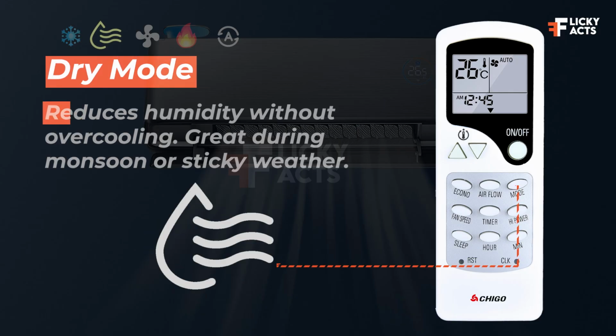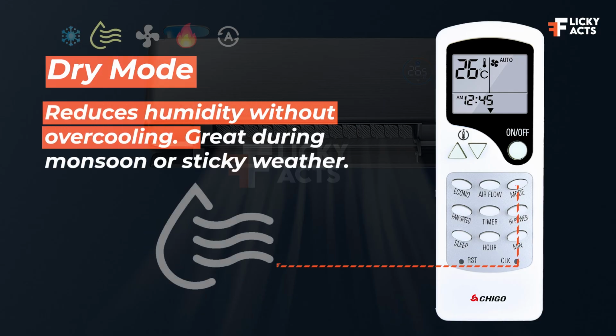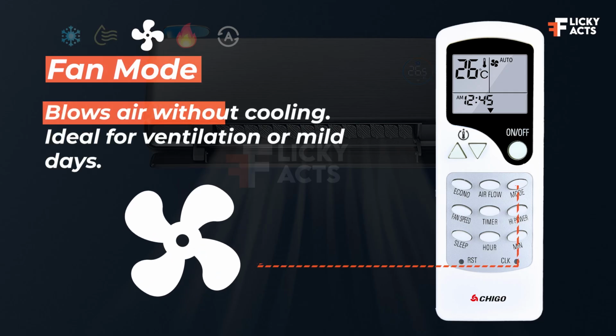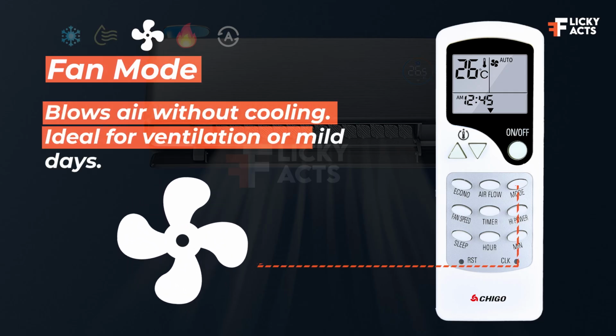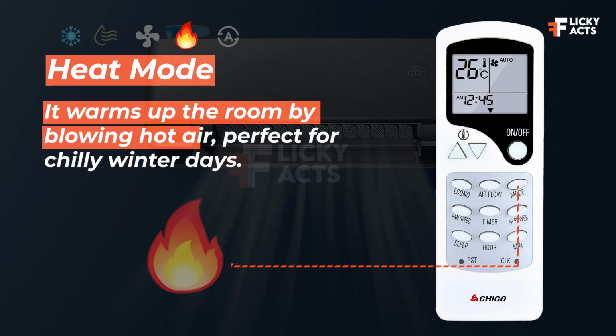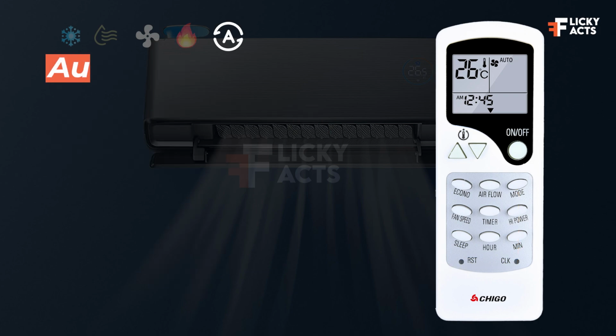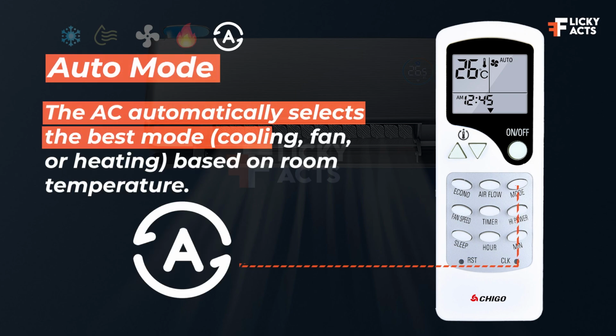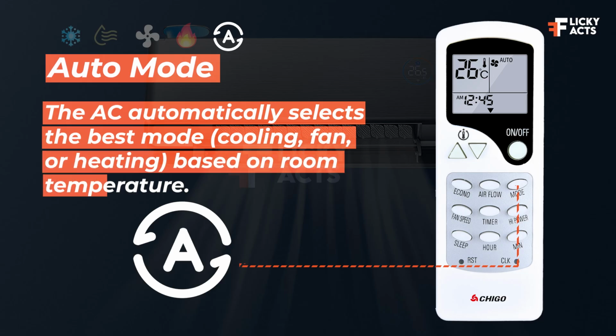Dry mode reduces humidity without overcooling, great during monsoon or sticky weather. Fan mode blows air without cooling, ideal for ventilation or mild days. Heat mode. It warms up the room by blowing hot air, perfect for chilly winter days. Auto mode. The AC automatically selects the best mode, cooling, fan, or heating, based on room temperature.